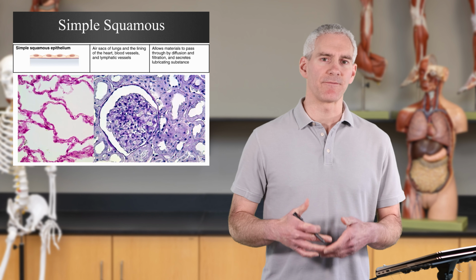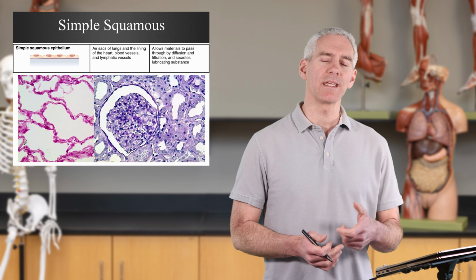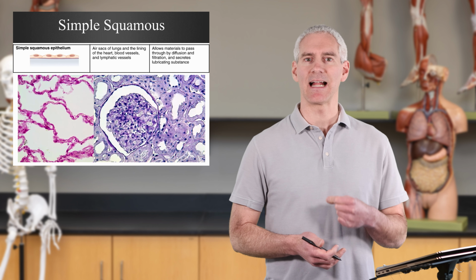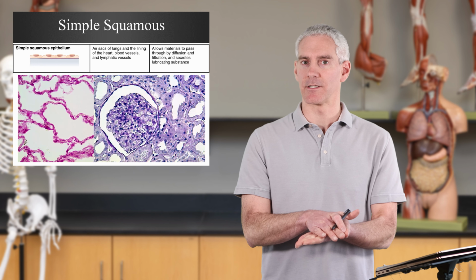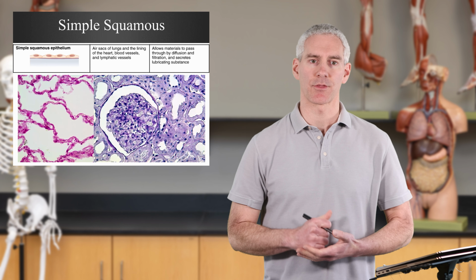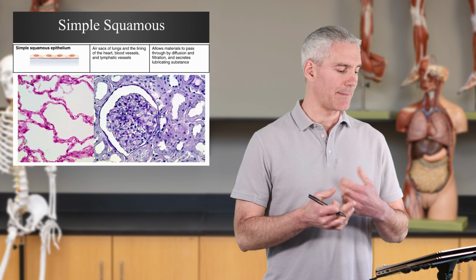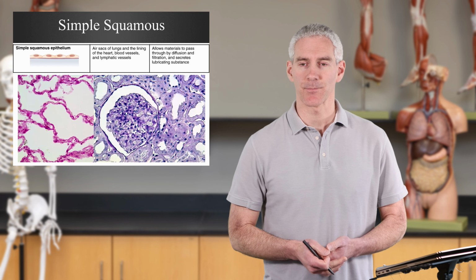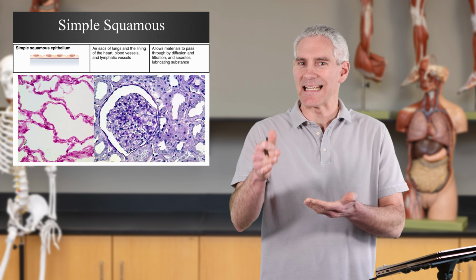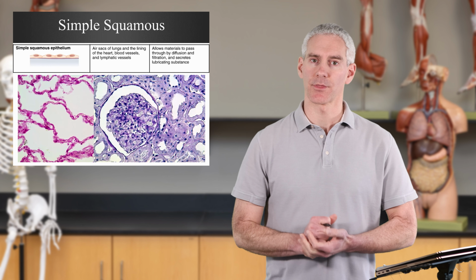So simple squamous, functionality, what's it doing? Allowing materials to pass through, looking at diffusion, looking at filtration. A single flat layer allows for materials to pass through. Great examples are going to be in the lungs and in the kidneys. You can even find it lining the inside of the blood vessels, keeping it smooth to allow the blood to flow through.